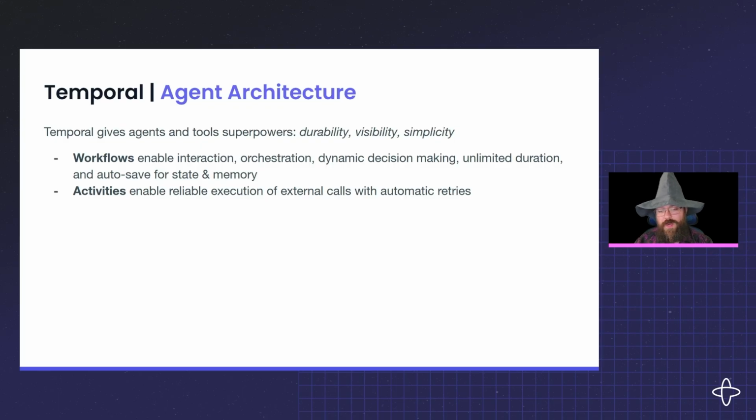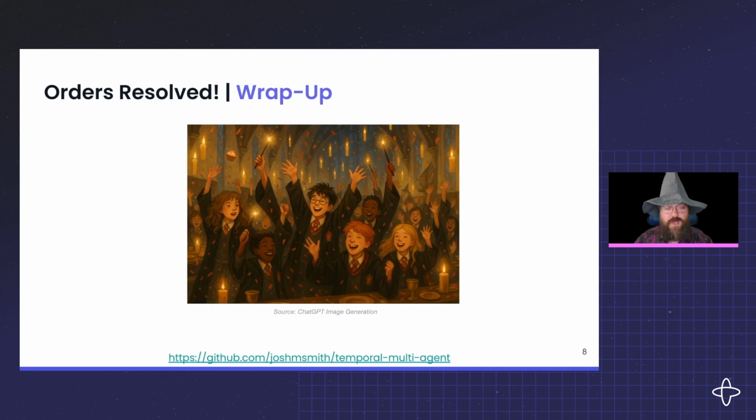I can kill my workers when the workers aren't executing workflows. They're not using any resources, and it gives me this nice auto save, as you saw in my workflow history. And activities give me a lot of power to re-execute things if there are failures. It just automatically did that for me. I didn't have to write any extra code to do retries for my external calls to the LLMs or to read data. So the Hogwarts kids are happy, the staff is happy, they have what they need, and magically all of the orders got resolved.